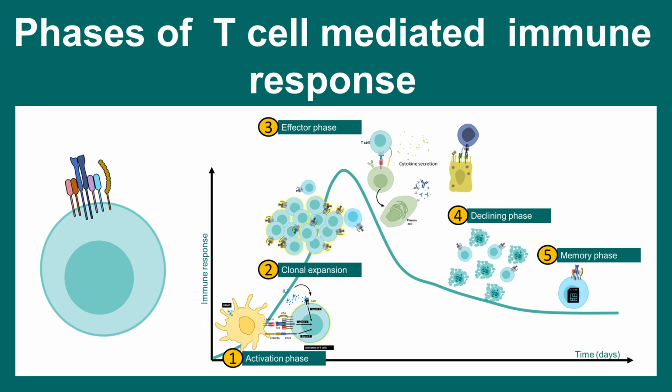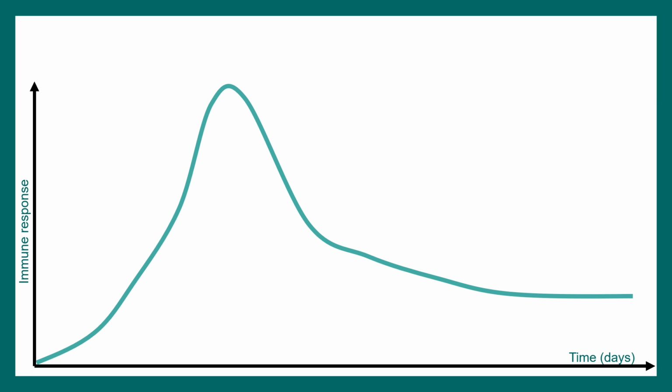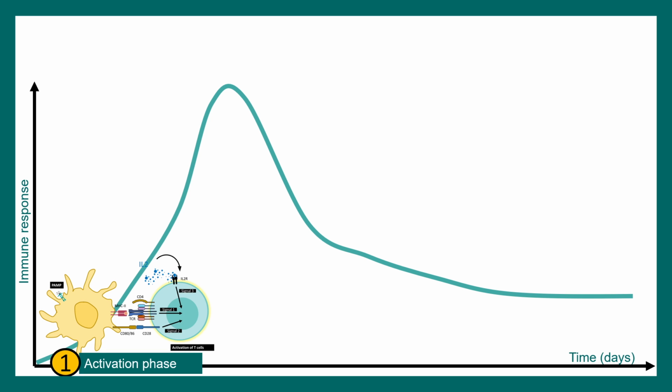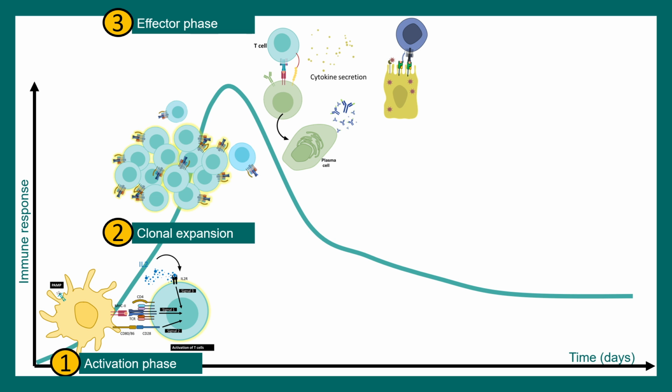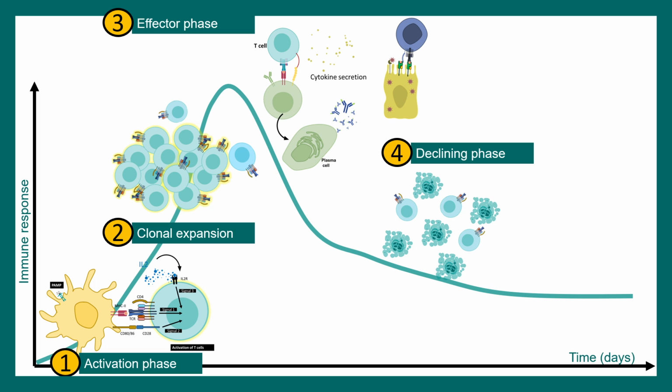In this video, we'll talk about the phases of T-cell mediated immune response. If we plot the immune response on the y-axis and time on the x-axis, then we can visualize the events of T-cell responses in real time. So the first phase is the activation phase, where the T-cells interact with antigen presenting cells and get activated.